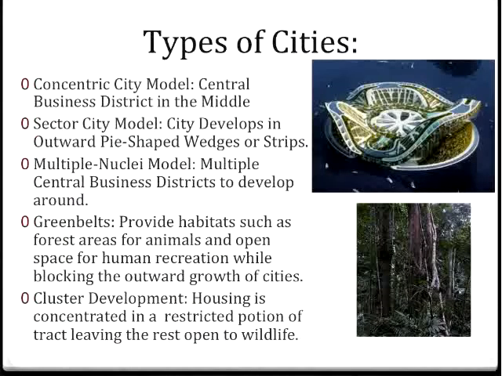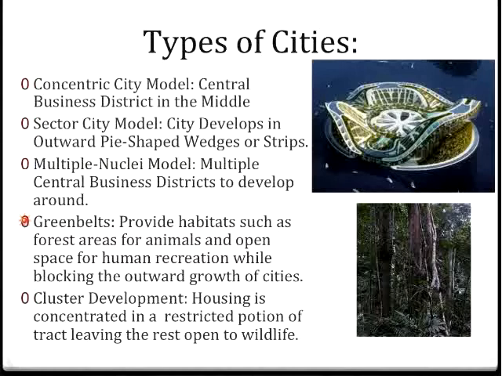So there's 3 main types of cities, and then we talk about 2 solutions to the urbanization process. The first is the concentric city model, and this is when the central business district serves as the middle of the city, and from there it grows outward. And then there's the sector city model, which develops in an outward pie-shaped wedge or strips, and I'll show you a picture of that in a second. And then the multiple nuclei model, and this is when there's multiple central business districts in which the city develops around in multiple places.